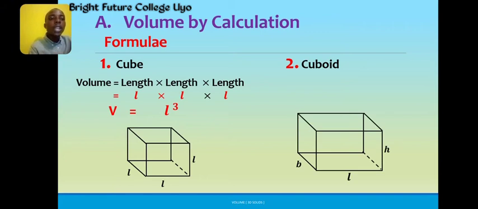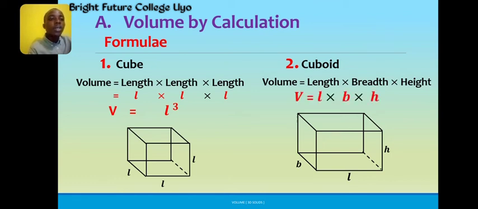Now, for cuboid, that's the difference. We have length, breadth, height, LBH. So volume now is length times breadth times height, which will give you LBH. For a cube, L cube. For a cuboid, LBH. So take note of it. These are the formulas used for calculating the volume of a cube and a cuboid respectively.